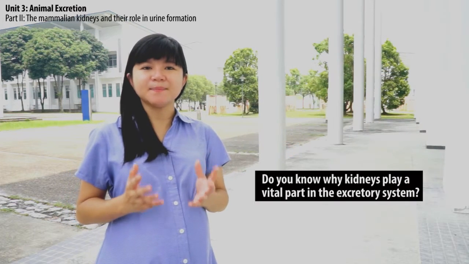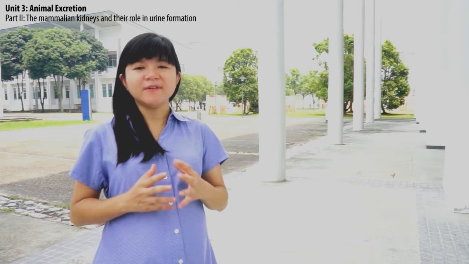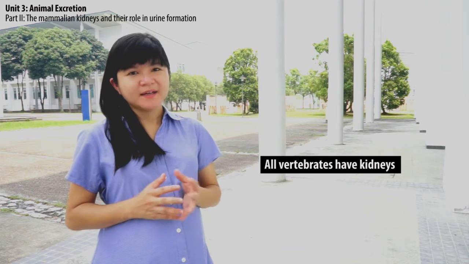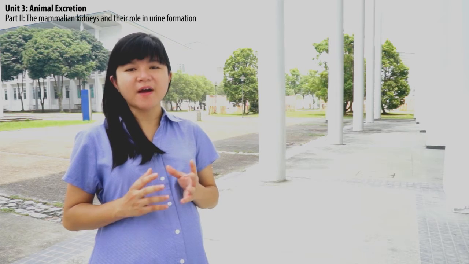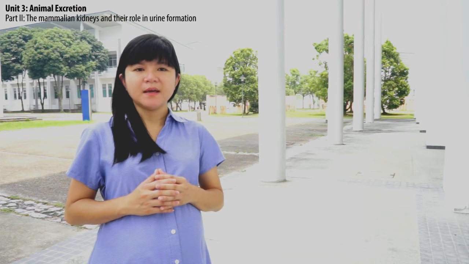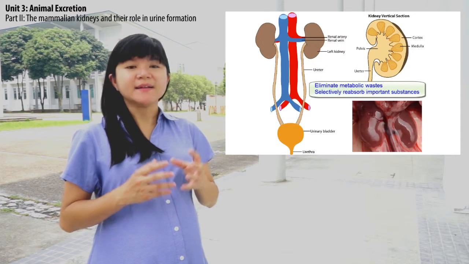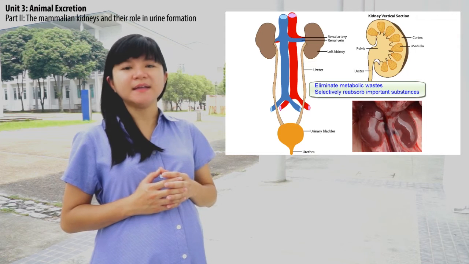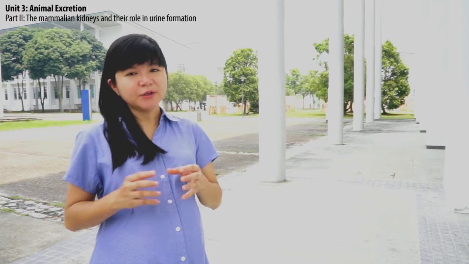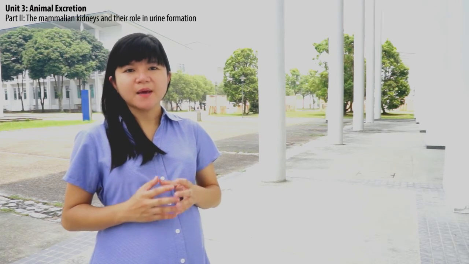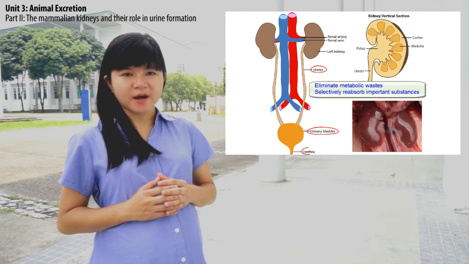Do you know why kidneys play an important part in the excretory system? By the way, all vertebrates have kidneys. However, they may differ slightly in the structures and functions depending on their adaptations to the environment in which the animal lives. Kidneys are important in eliminating the body's metabolic waste products and selectively reabsorbing substances that are needed by the body. These materials are filtered out of the blood into the kidneys, form into urine, and move out from the ureters into the bladder before being expelled through the urethra.